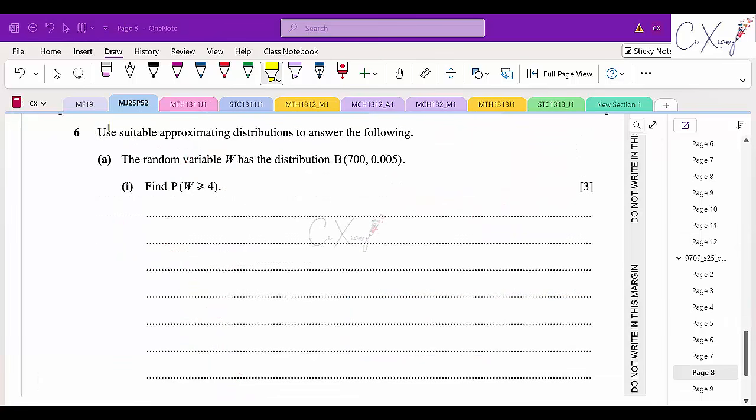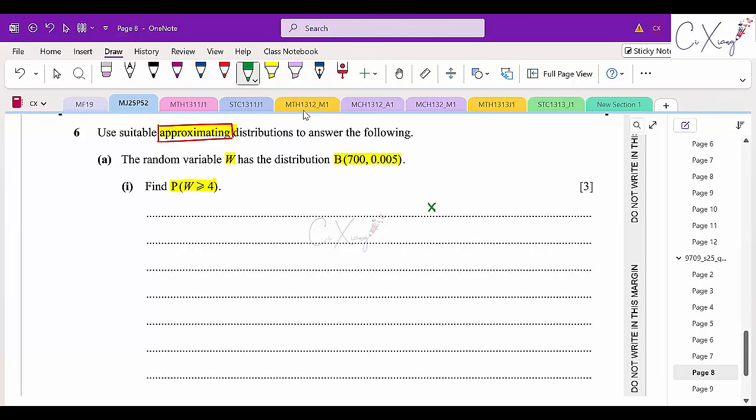Question number 6. Use a suitable approximating distribution to answer the following. We have a random variable W with a binomial distribution, and they want to find the probability of W greater than or equal to 4. The keyword is approximating. That means I cannot use the binomial to do the calculation. I have to change it to some other distribution.